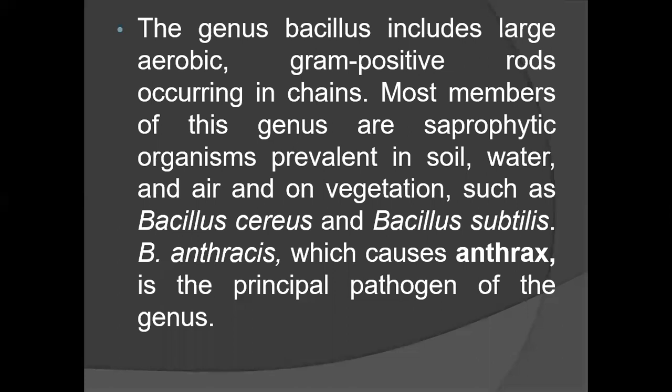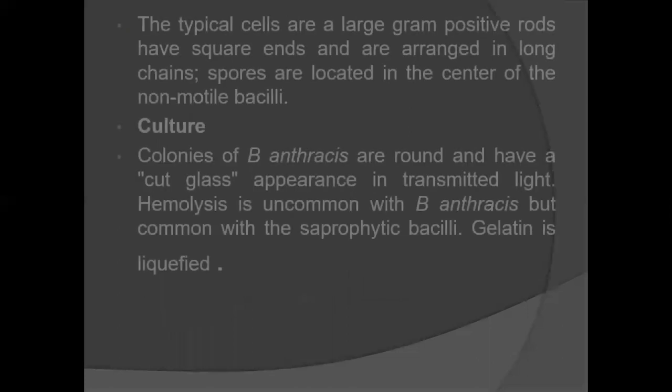The genus Bacillus includes large aerobic gram-positive rods occurring in chain. Most members of this genus are saprophytic organisms prevalent in soil, water, and air, and on vegetation such as Bacillus cereus and Bacillus subtilis. While Bacillus anthracis, which causes anthrax, is the principal pathogen of this genus.